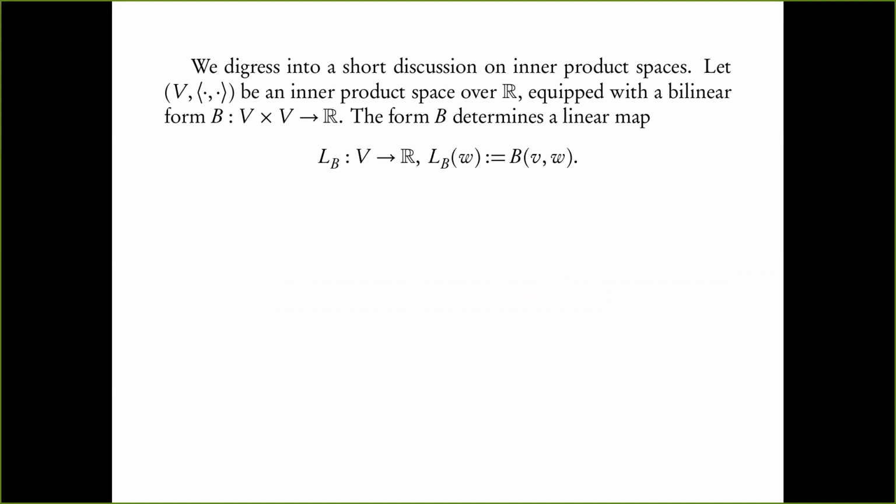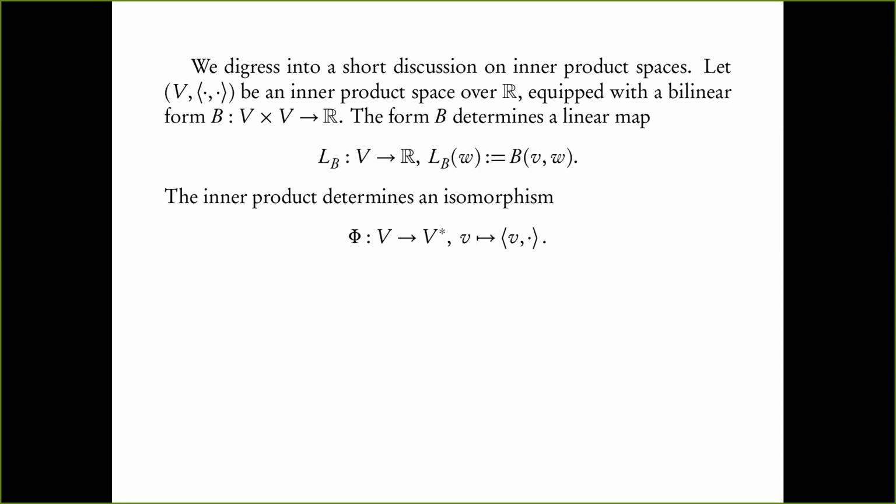Okay. So if I have a bilinear form, that determines a linear map from V to R. How does it do it? Well, the linear map LB acting on the vector W is simply defined to be the bilinear form acting on V, W. Because of bilinearity, this is a linear map, right? Okay, good.